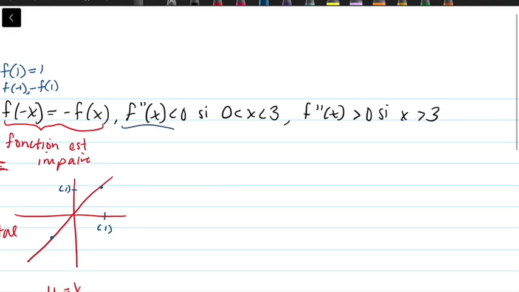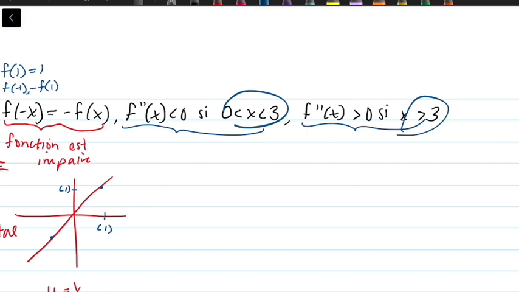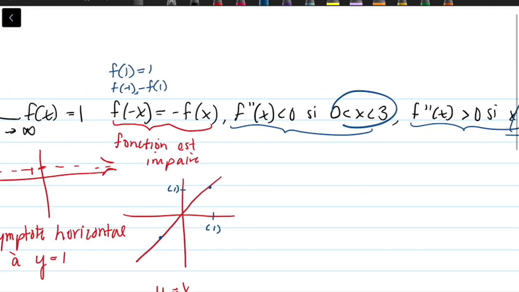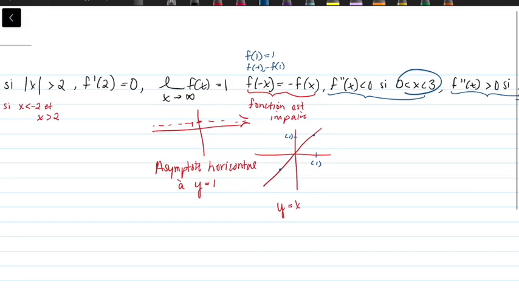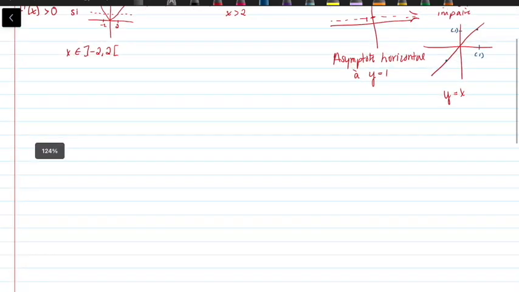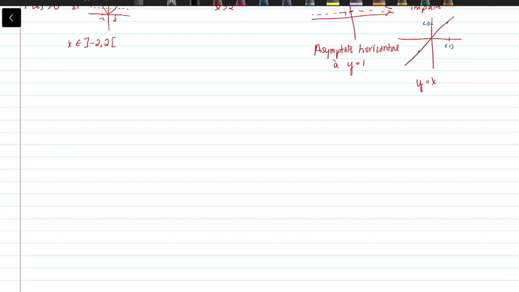Here it's pretty much straightforward. You don't have to analyze anything because it just tells you between 0 et 3 and x égale à 3. X plus grand que 3. And notice here they don't give you anything under 0, and the reason is because it's a fonction impair, so you should just be able to draw the rest by doing the mirror image. You'll see what I mean in a sec. I'll just draw the graph.